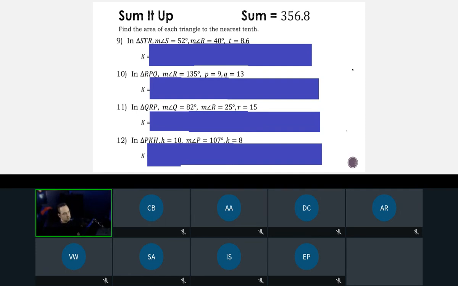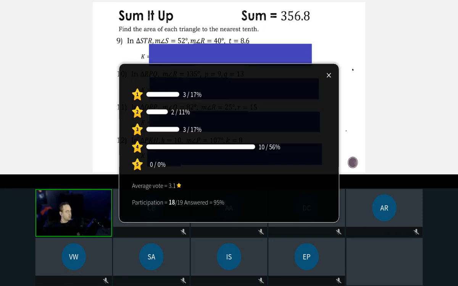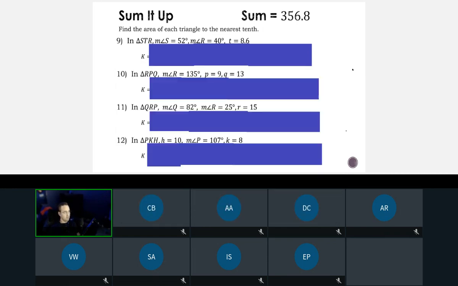So there's a bunch of people that finished all of them, but there's still a bunch that didn't. I'll go ahead and just paste the results, if you're curious. 3 people did 1 problem, 2 people did 2 problems, 3 people did 3, and then 10 did 4. Not too bad. Okay, did anybody get 356.8? Maybe I'm wrong. It's very possible.